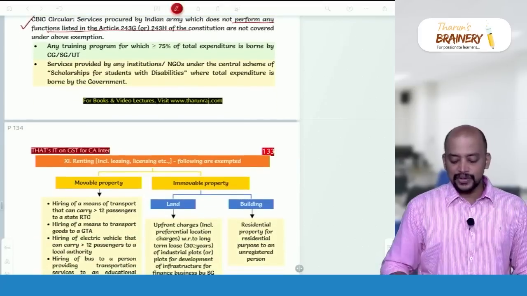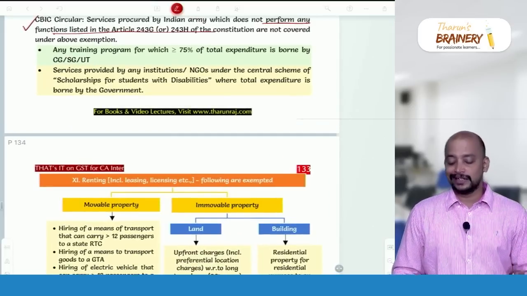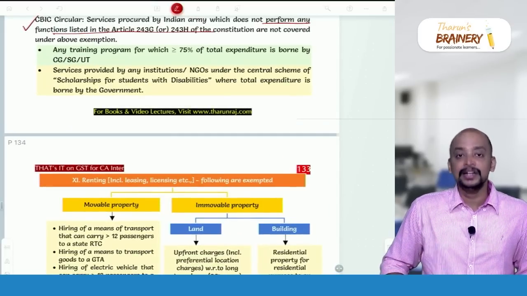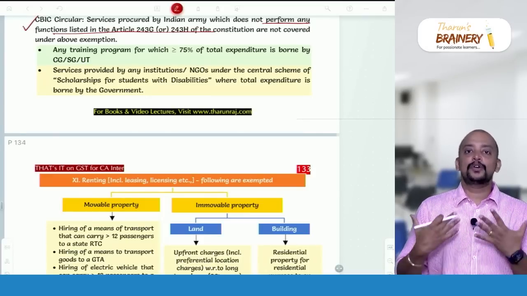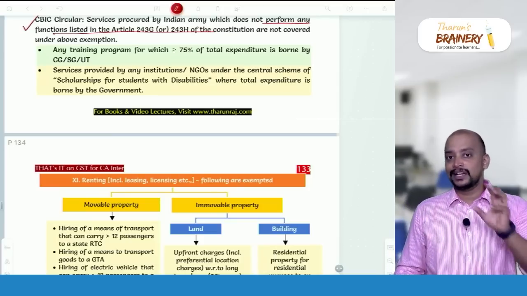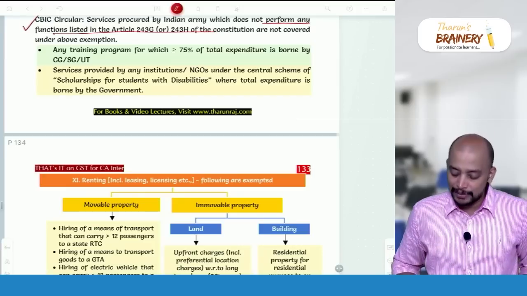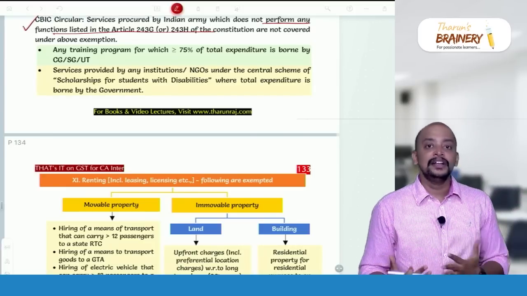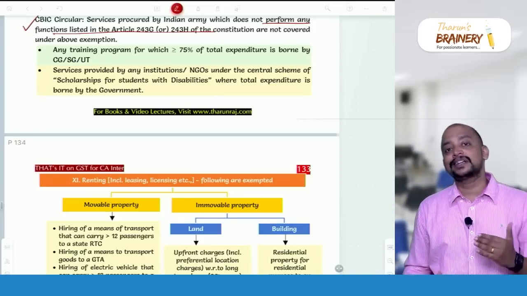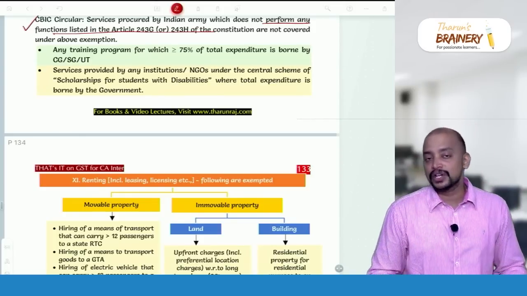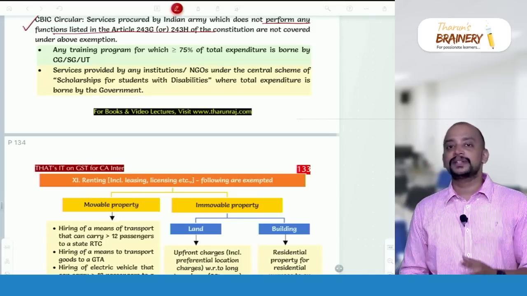Then the next one: any training program for which greater than or equal to 75% of the total expenditure is borne by the central government, state government or union territory. Previously 100% of the expenditure had to be borne by the government. So there is a training program and I am a coaching center providing it. Out of the total expenditure, if 75% is borne by the government, then the service provided, that is the training program itself, is exempted. Suppose the government is bearing 70% and the student is bearing 30%, then the exemption is not available with respect to the training program. If the government is bearing 80% and the student 20%, then the entire training program will be exempted.